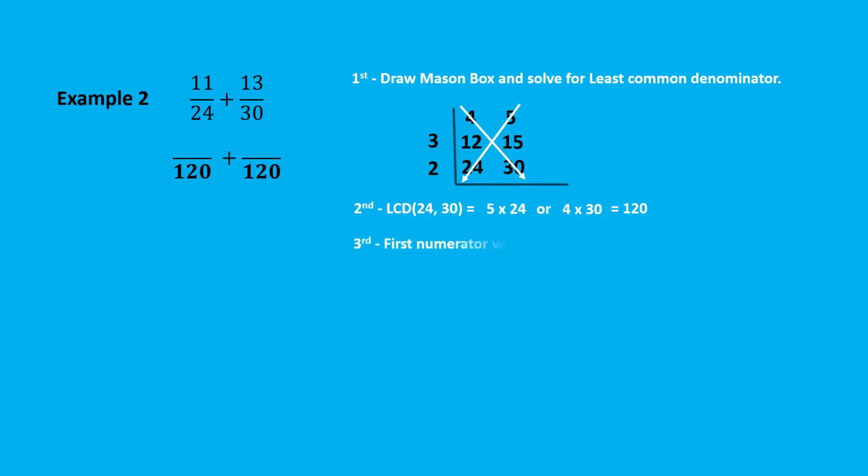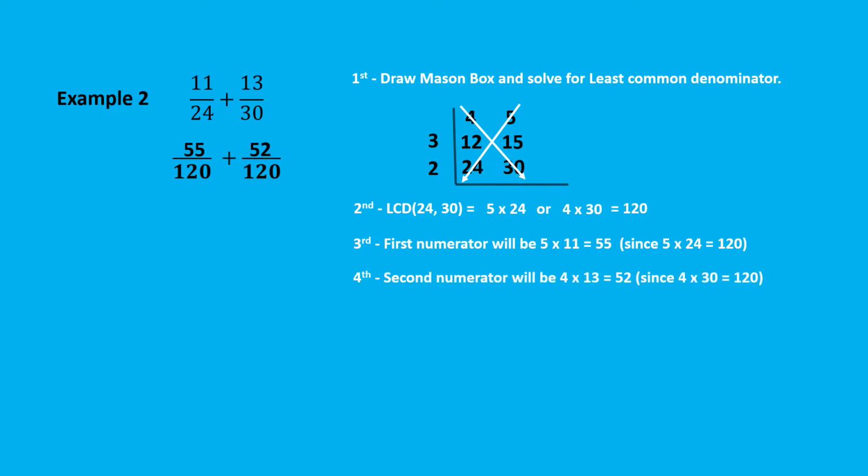First numerator, you're going to take 5 times 11, which is 55, since 5 times 24 was your 120 in the Mason box. Second numerator will be 4 times 13, which is 52, because 4 times 30 in the Mason box was your 120. So now we want to add 55 plus 52 is 107 over 120. This will not simplify, so we are done.